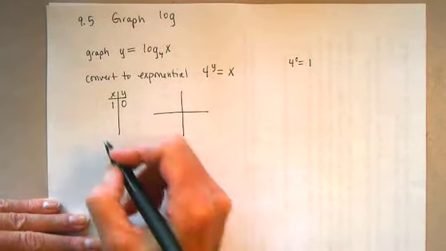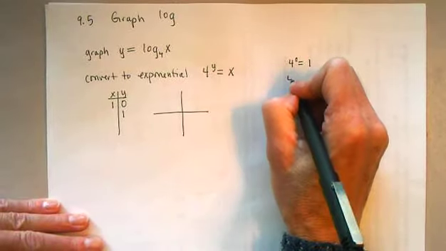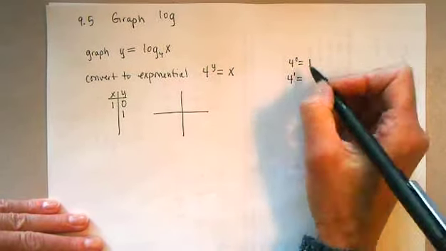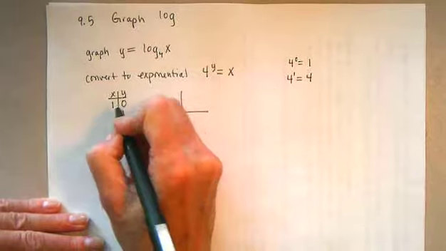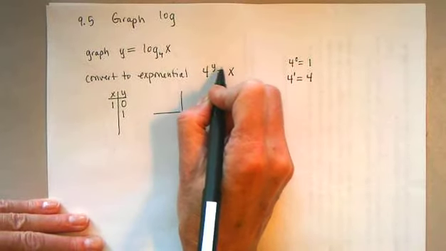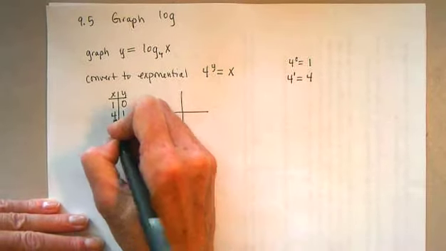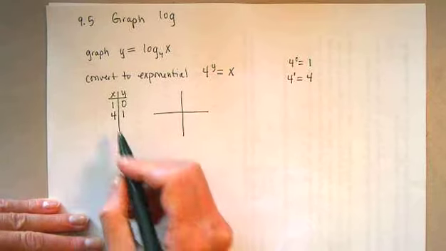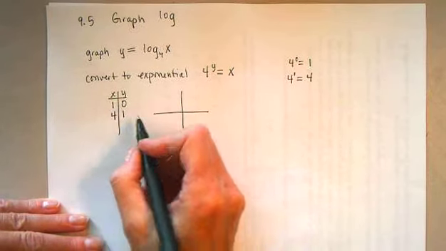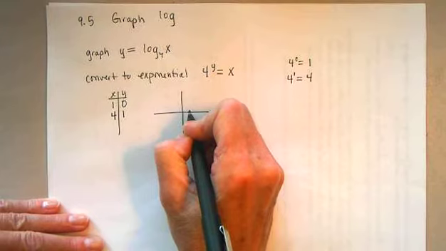Now let's go ahead and plug in 1. So if I have 4 to the first power, that equals 4, doesn't it? So our x value right here, if I put 1 right here, x is 4. Now, let's go ahead and graph those just so we know what we're looking like. We've got over 1, up 0.